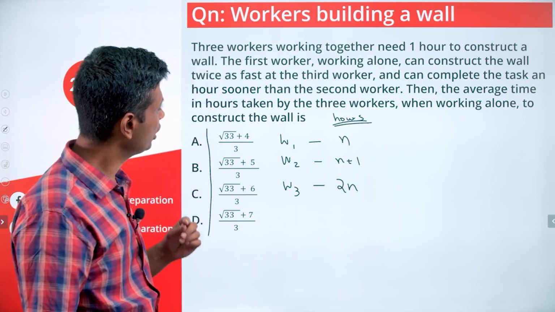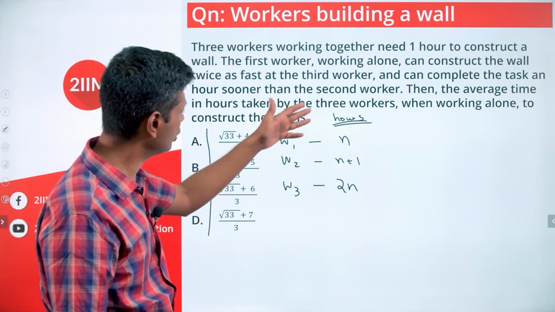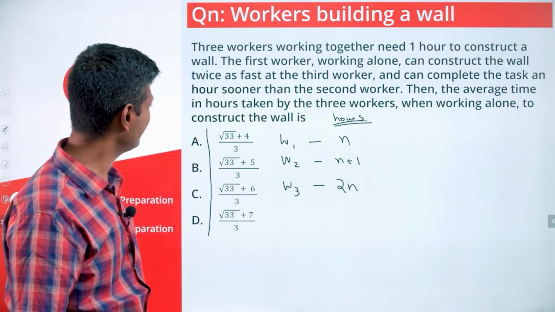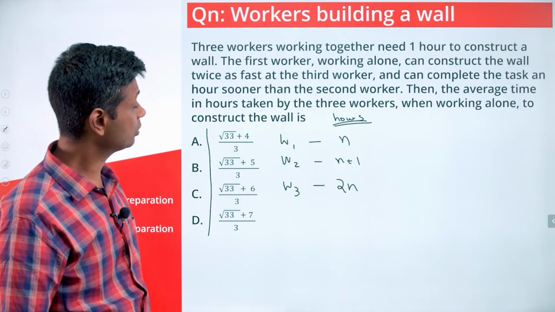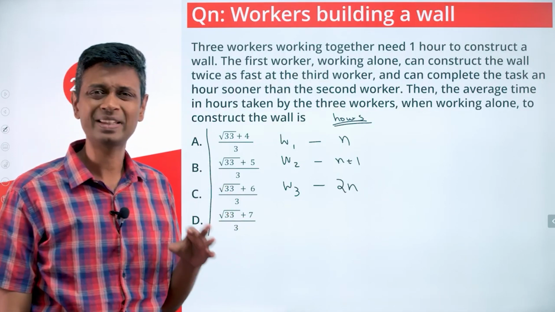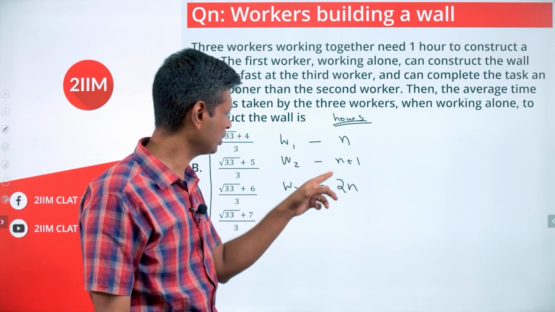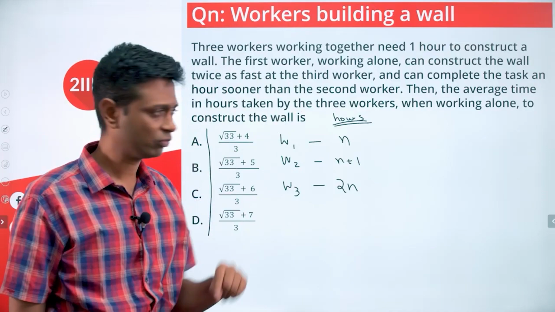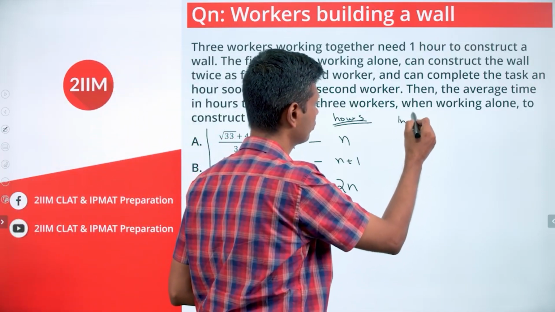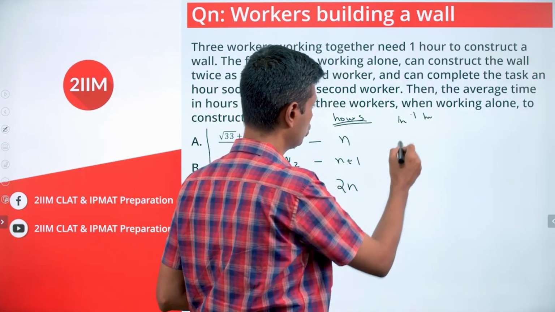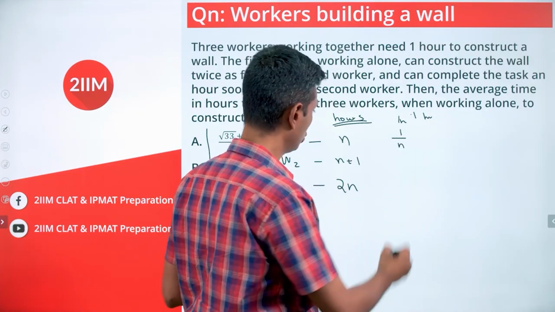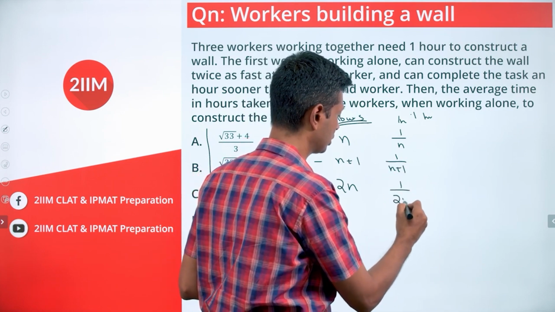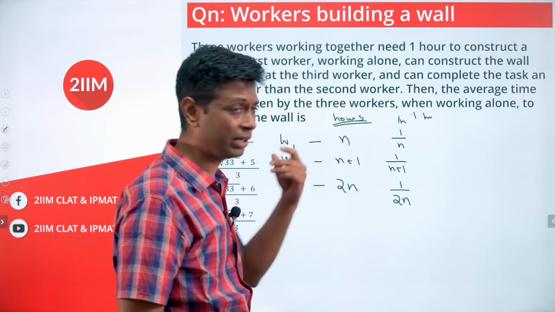Right? Now we have one more piece of information. When all three of them work together, the entire task can be done in 1 hour. And then we want to find the average time in hours taken by the three workers when working alone to construct the wall. So we want the average of n, n plus 1 and 2n. What do we know? We know that all three of them put together can complete this in 1 hour. And so what gets done in 1 hour? In 1 hour, worker 1 will do 1 by n of the task. Worker 2 will do 1 by n plus 1 of the task. Worker 3 will do 1 by 2n of the task. Between them, they complete the entire task.